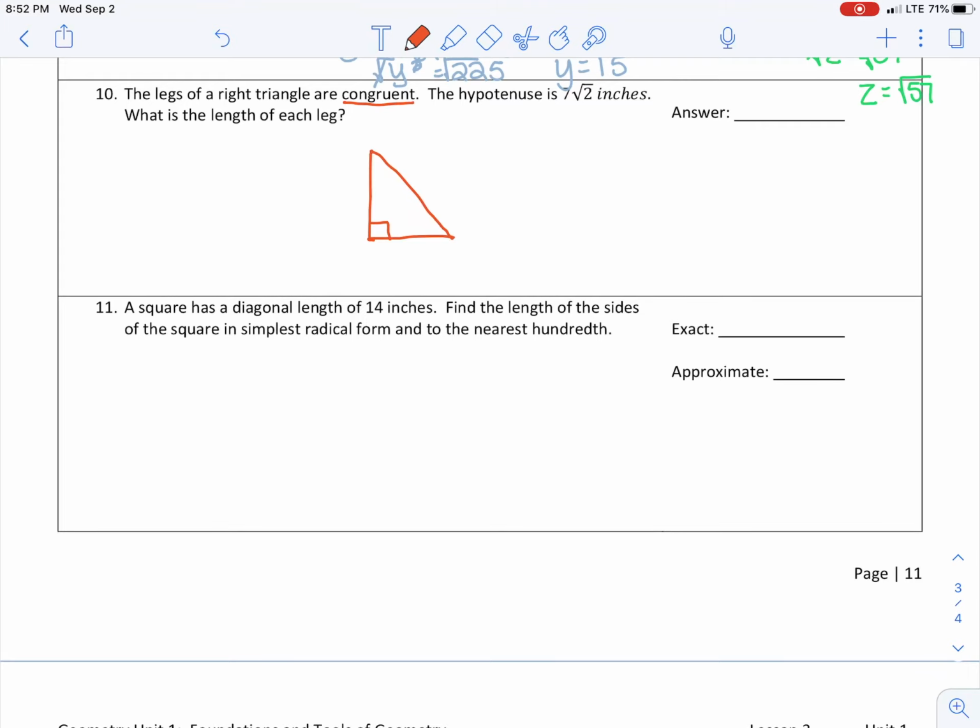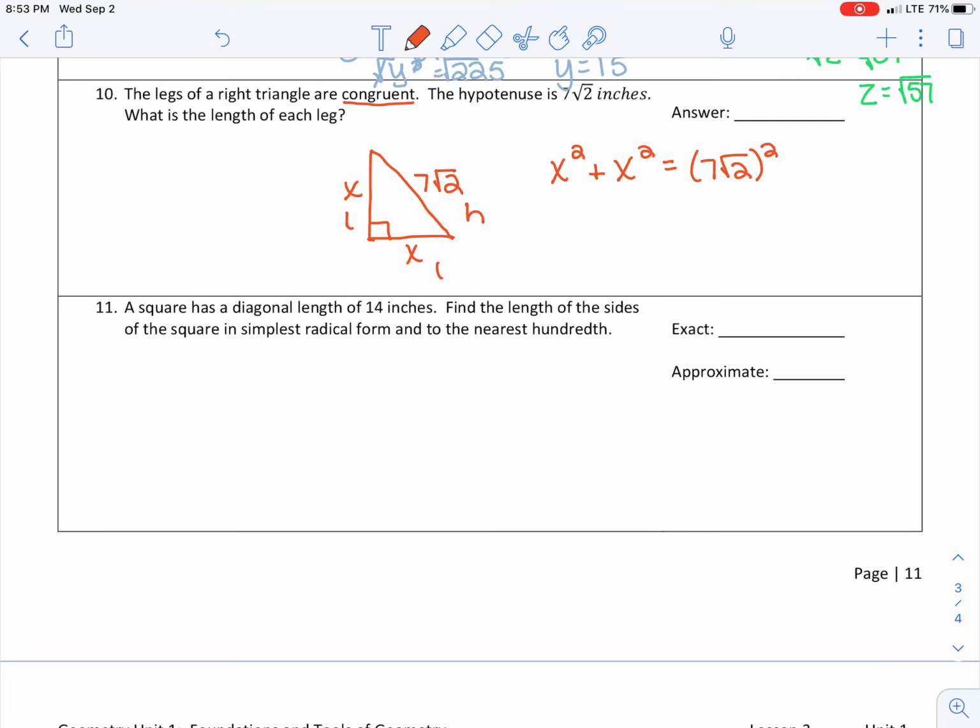So the legs of the right triangle are congruent, which means that these 2 legs need to be the same. And it says the hypotenuse is 7 root 2. Okay. And it says, what is the length of each leg? So we have our legs and we have our hypotenuse. So we can go ahead and put that into our Pythagorean theorem. We have a leg squared plus another leg squared is equal to 7 root 2 squared.